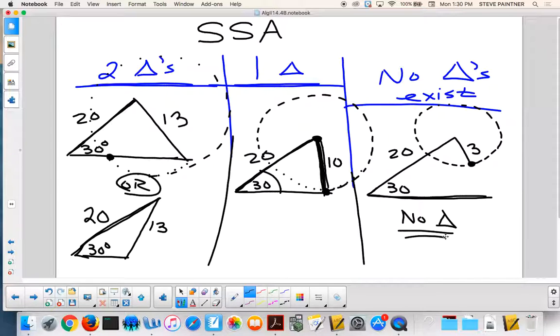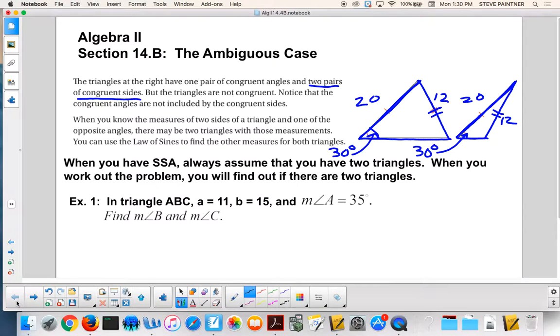Now, I am not asking you to figure all that out on your own. That's not what I was trying to point out. All I'm trying to point out is, do you agree that there could be 2? There could be 1. There could be none. If you can say yes to that, that's all I care about. Let's go find out what happens. Okay? All right. Here we go.